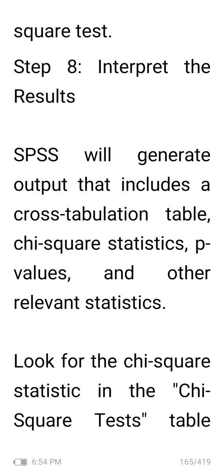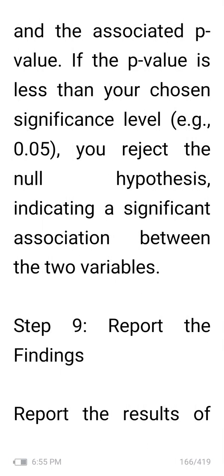Then interpret the results. SPSS will generate output that includes a cross-tabulation table, chi-square statistics, p-values and other relevant statistics. Look for the chi-square statistic in the Chi-Square Tests table and the associated p-value. If the p-value is less than your chosen significance level, you reject the null hypothesis, indicating a significant association between the two variables.